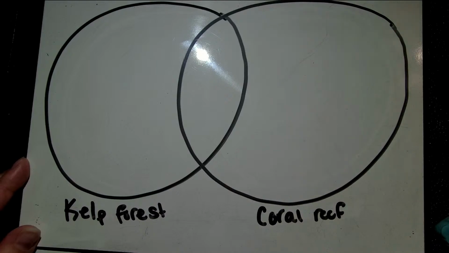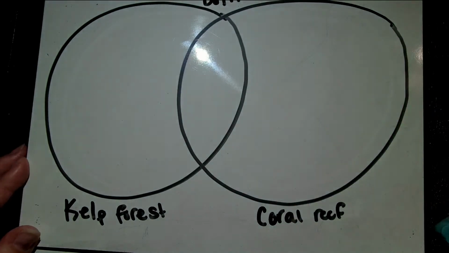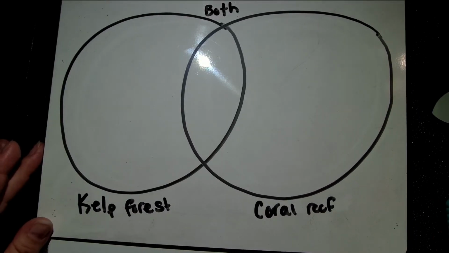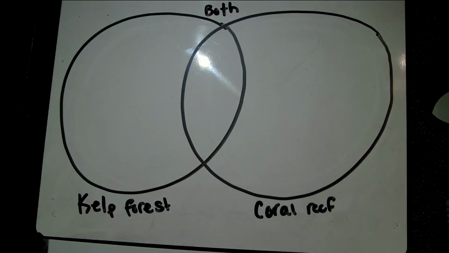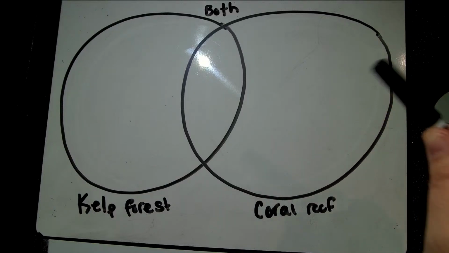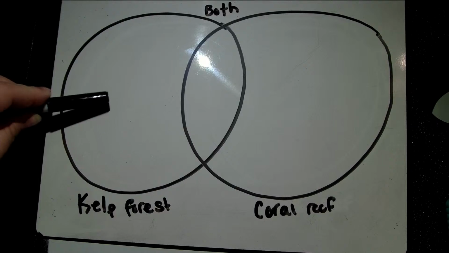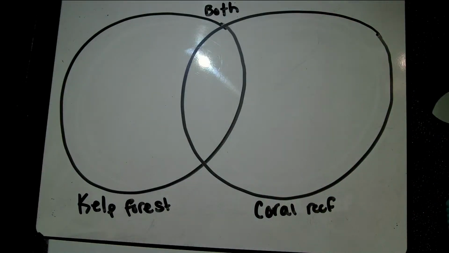And then this middle part right here, this is going to be what they both have in common. Okay, so just let me zoom this. So in this part right here, we're going to put characteristics of a coral reef habitat that only the coral reef habitat has. And here, same thing, characteristics that only the kelp forest has. And then in this overlapping part, they're overlapping because both of these habitats share those characteristics.